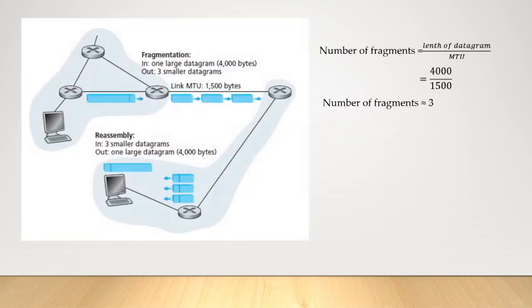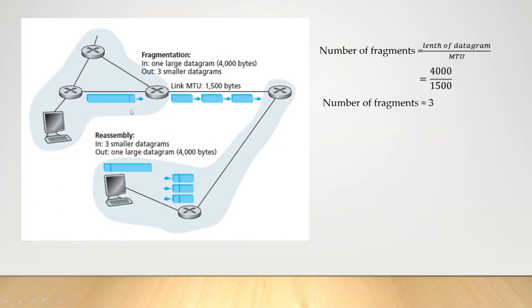Here the problem is we have a large datagram of size 4000 bytes and we need to transfer it through a router which is having a maximum transmission unit value of 1500 bytes. In order to do this we need to know the number of fragments. To know that, we have a formula: number of fragments is equal to length of the datagram divided by MTU, that is equal to 4000 divided by 1500, which gives the approximate value as 3.